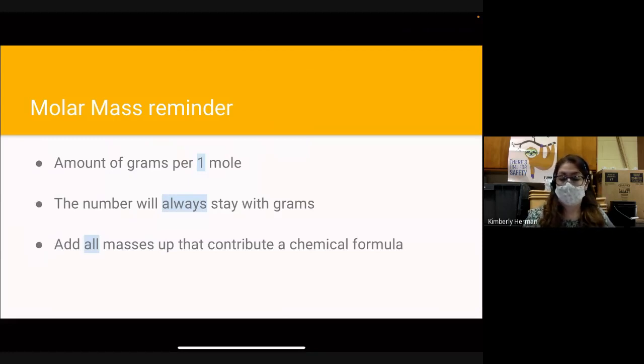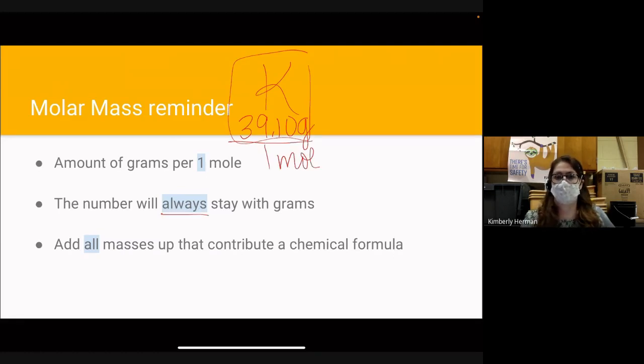We did it when it was just simple atoms like finding the molar mass for potassium. So if you look on your periodic table for potassium, you would see that we have 39.10 as its molar mass. And remember that it's grams always per 1 mole, so that would be 39.10 grams per 1 mole. So notice that the number will always stay with grams.